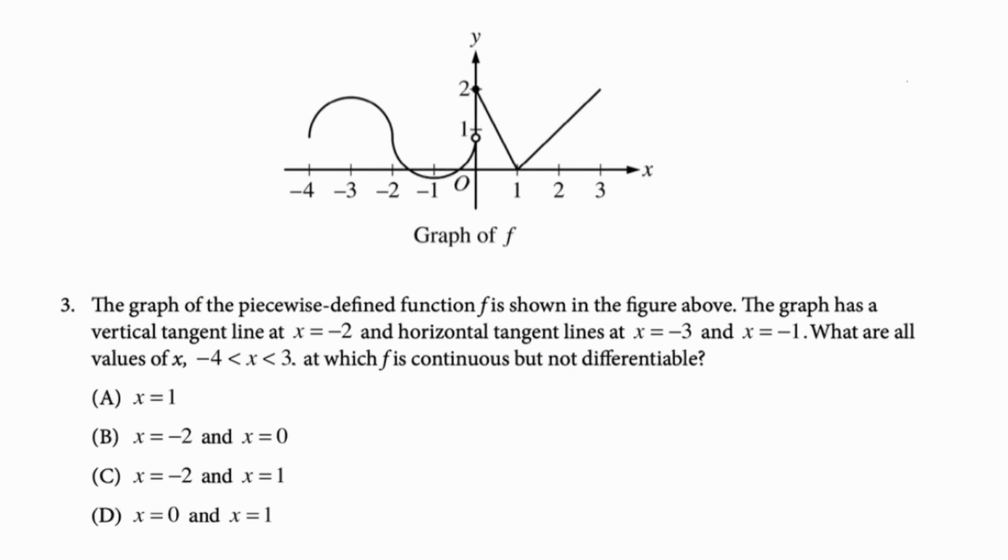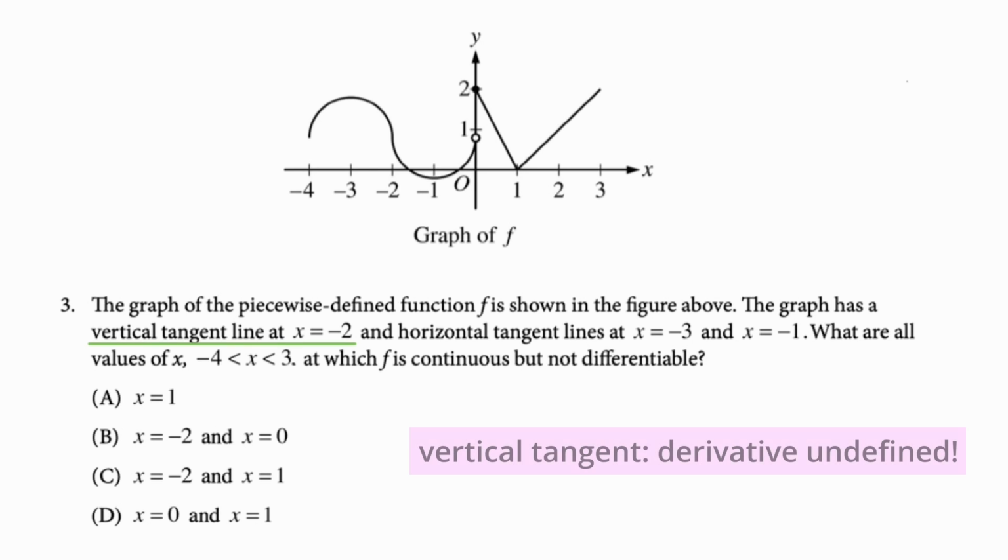Number three, the graph of a piecewise defined function f is shown in the figure above. The graph has a vertical tangent at x equals -2. That's going to be important. A horizontal tangent lines at -3 and -1. What are all values of x between -4 and 3 at which the function is continuous but not differentiable?